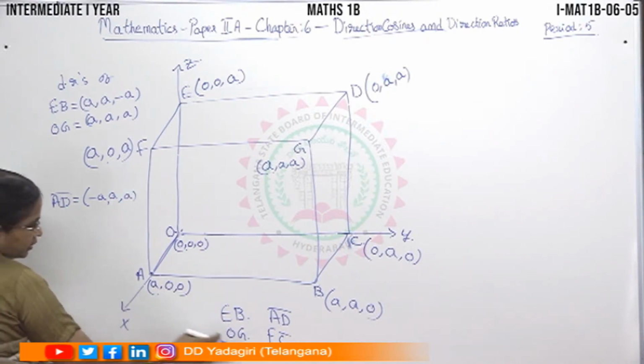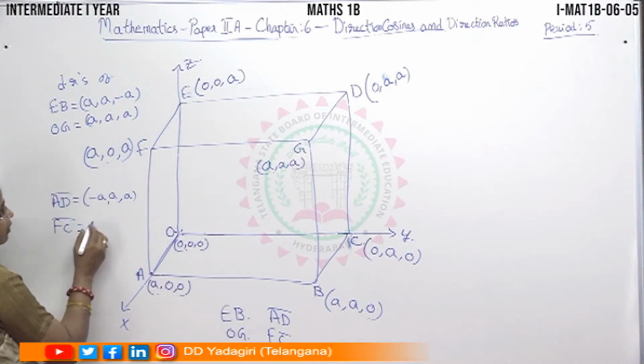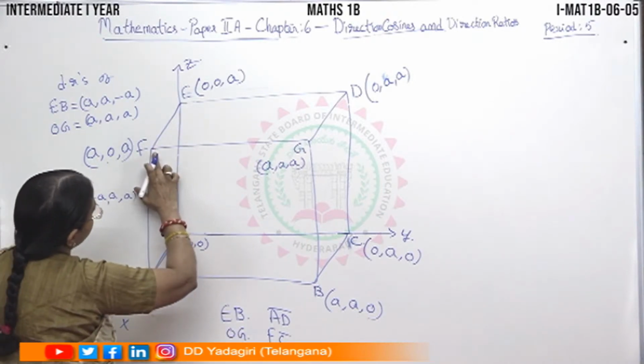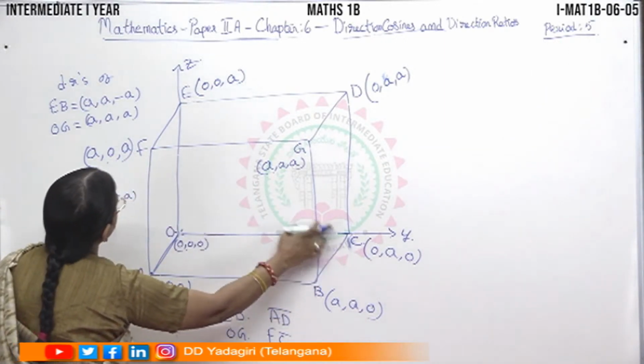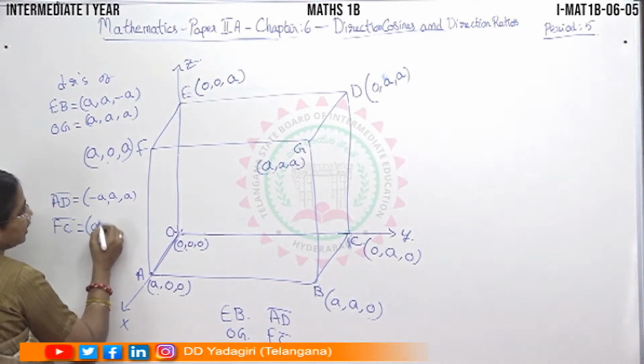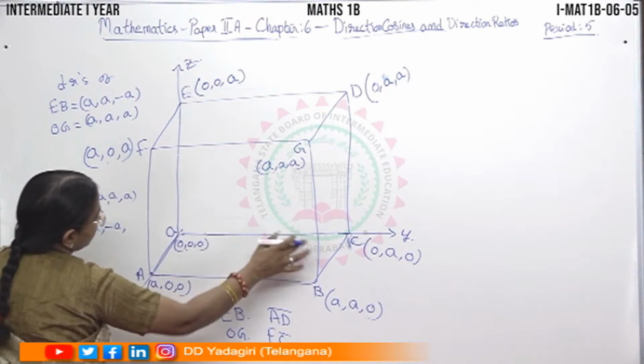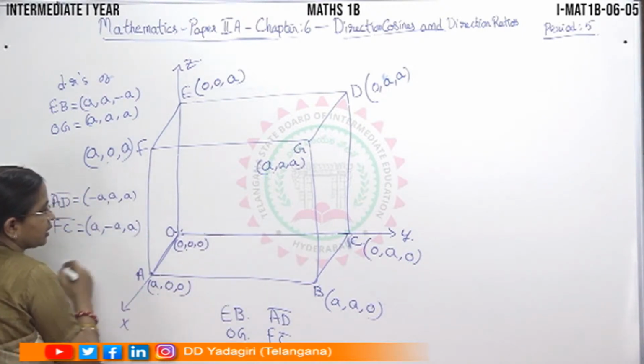Next, direction ratios of FC. This is F and C. C is here. So it will be A minus 0, that is A, and then 0 minus A, and then A minus 0. That is A, like this.